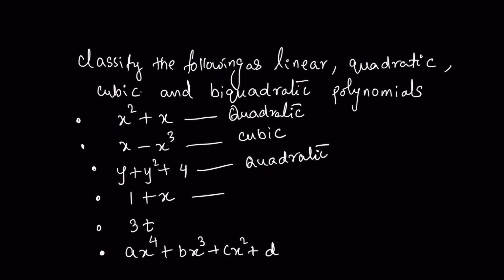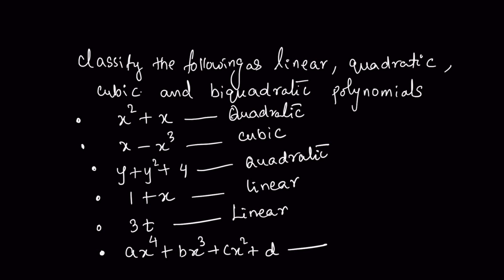And 1 plus x. Here the degree is 1. X means x power 1. We generally won't write 1, but it is understood that the power is 1. So a polynomial with degree 1 is called a linear polynomial. 3t. In this polynomial also, t means t power 1. Power is 1, so it is a linear polynomial.